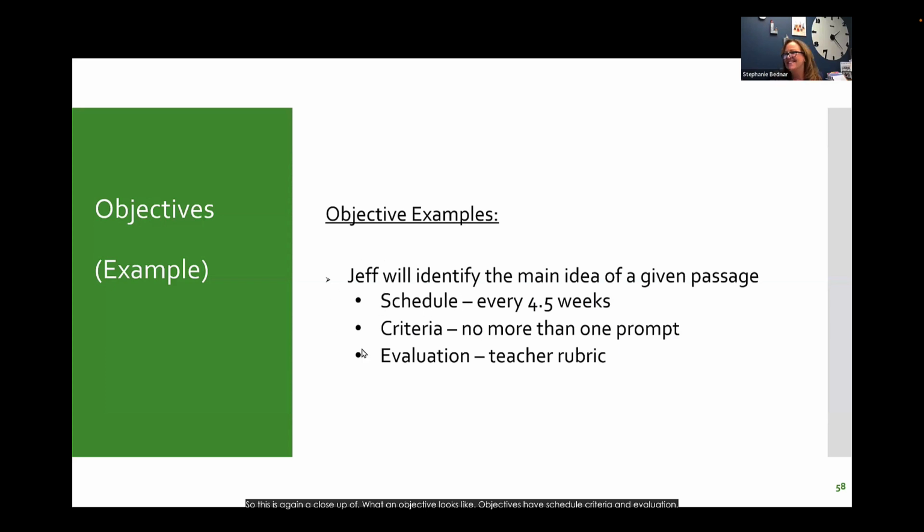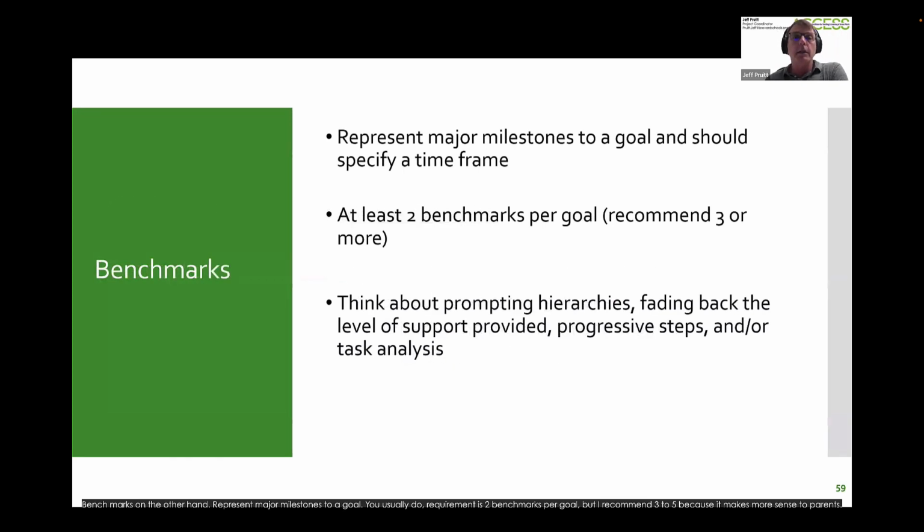So this is, again, a close-up of what an objective looks like. Objectives have the schedule, criteria, and evaluation. And I actually write those words in my objectives. That way somebody can go in there and go, hey, look, it's an objective, and they'll move on. Benchmarks, on the other hand, represent major milestones to a goal. The requirement is 2 benchmarks per goal, but I recommend 3 to 5 because it makes more sense to parents. Objectives are more legal than benchmarks, but parents like benchmarks better. So do with that what you will.